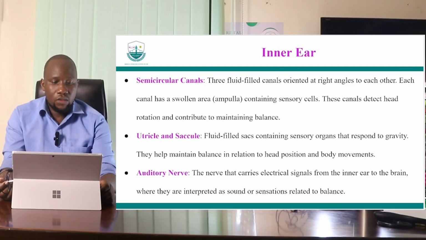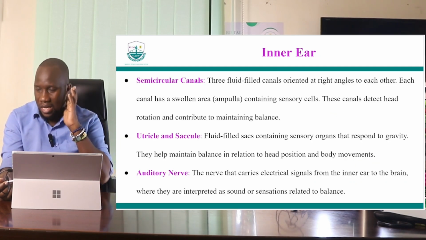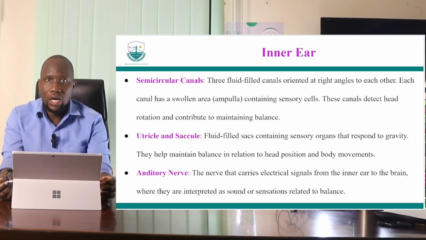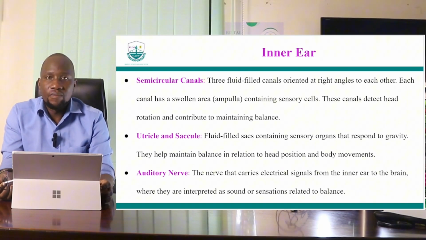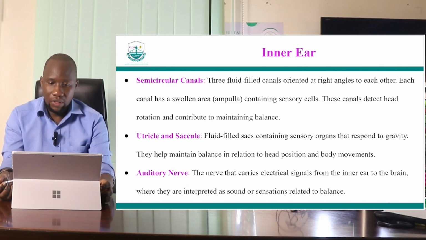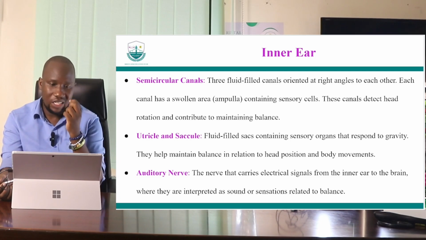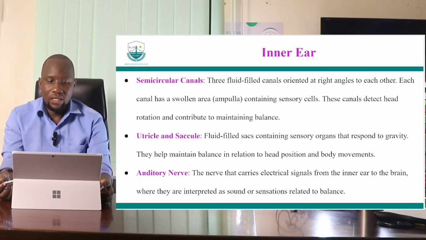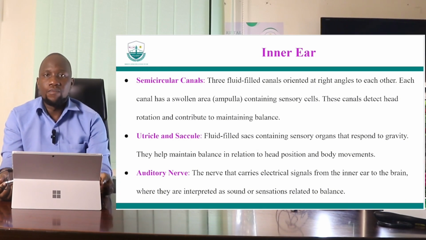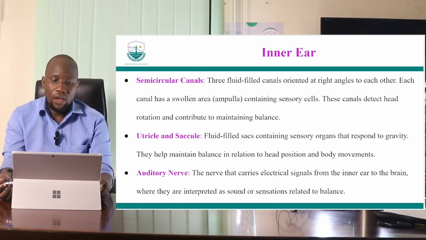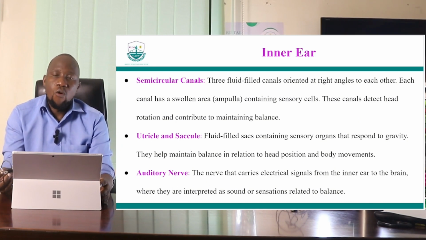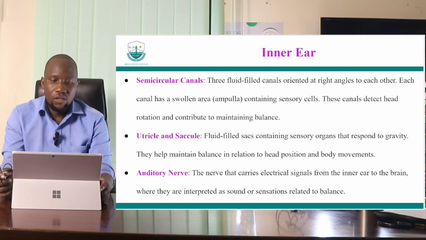Okay, so we move to the other parts in the inner ear, the semicircular canals. There are three canals that are oriented at right angles to one another. We have two that are horizontal, and then one that is vertical, not circular. They play an important role in the process of balancing, as we shall see shortly.